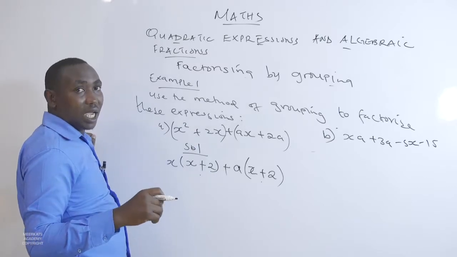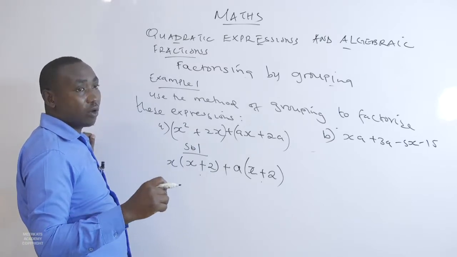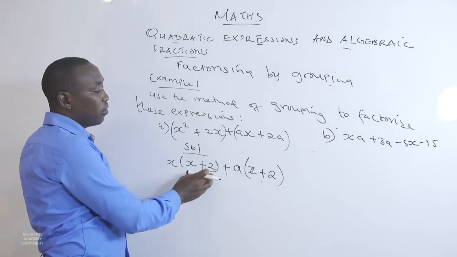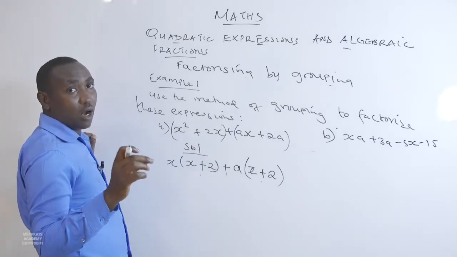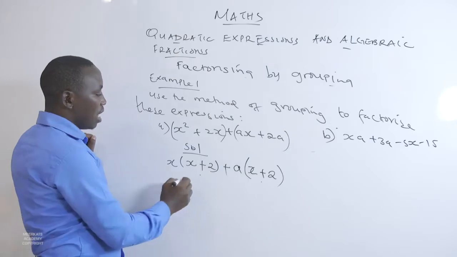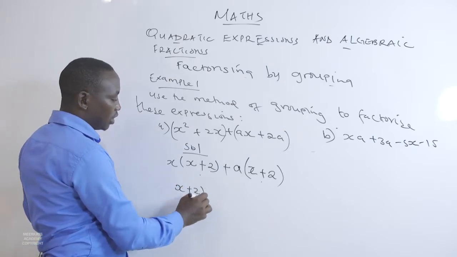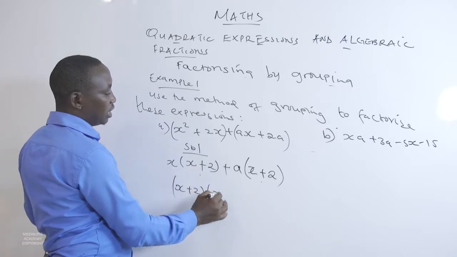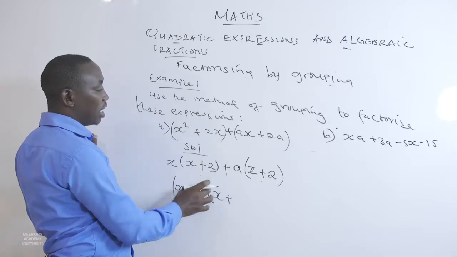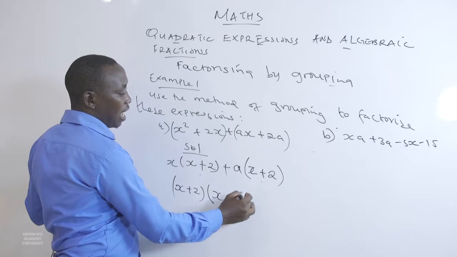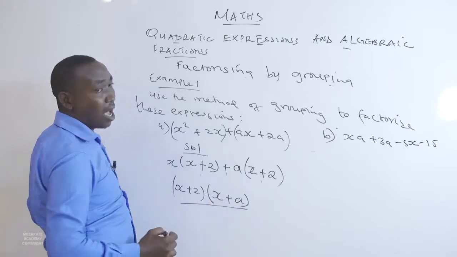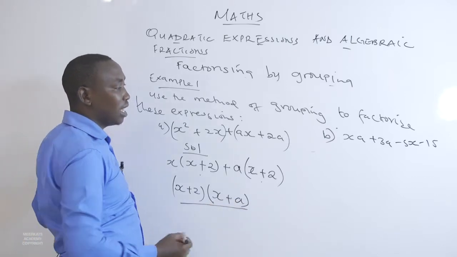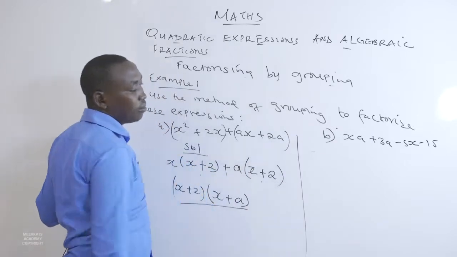And the second step in factorization by grouping says that we now take out that binomial common factor, which will be x plus 2. Into x plus 2, it goes into the whole of this x times, plus x plus 2 goes into the whole of that a times. And this will now be our resulting answer.